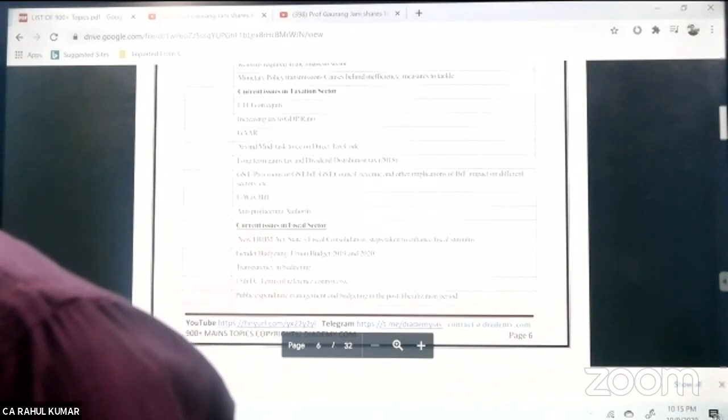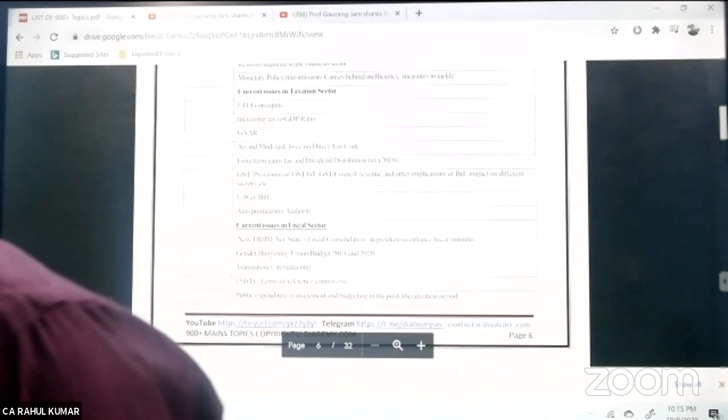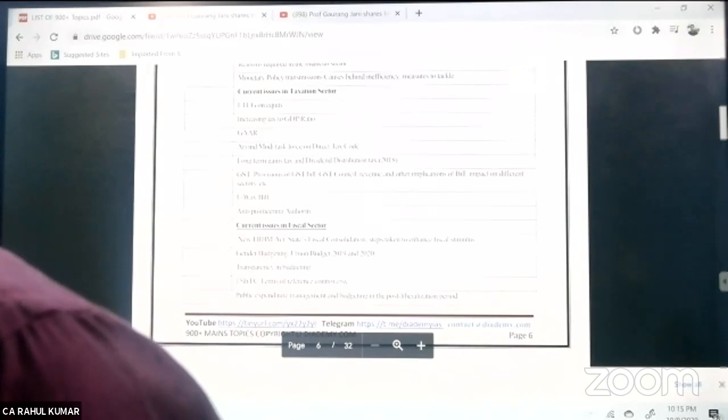Okay. Then the next question is by Deepika. Sir, provide 1 or 2 questions on Telegram. Okay, we will start that. Thank you very much for the suggestion.